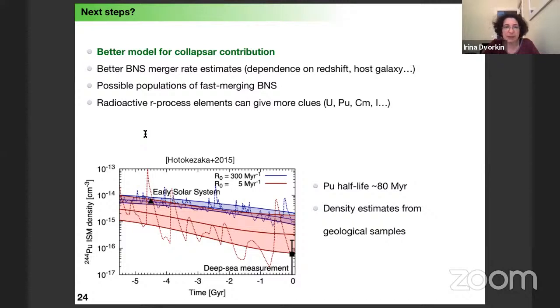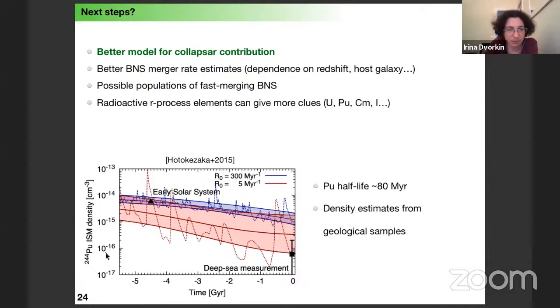One clue that we can have, one additional tool, is to use also radioactive R-process elements, because the radioactive R-process elements give us another time scale in the problem. So here in this paper, they actually proposed to do that.